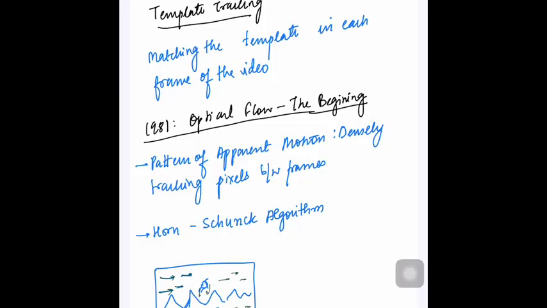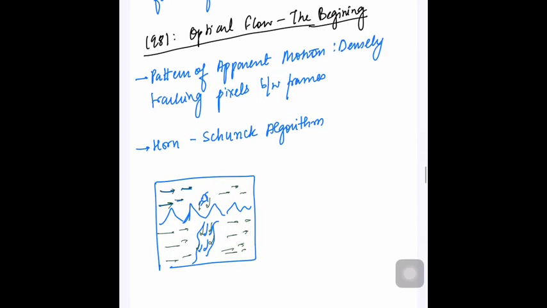Then people wanted to understand how pixels flow in an image. This led to the discovery of optical flow. The pattern of apparent motion is very difficult to find, so they densely track the pixels between frames. One of the famous algorithms was the Horn-Schunck algorithm, where they try to see the gradient of each pixel from one frame to the other frame.